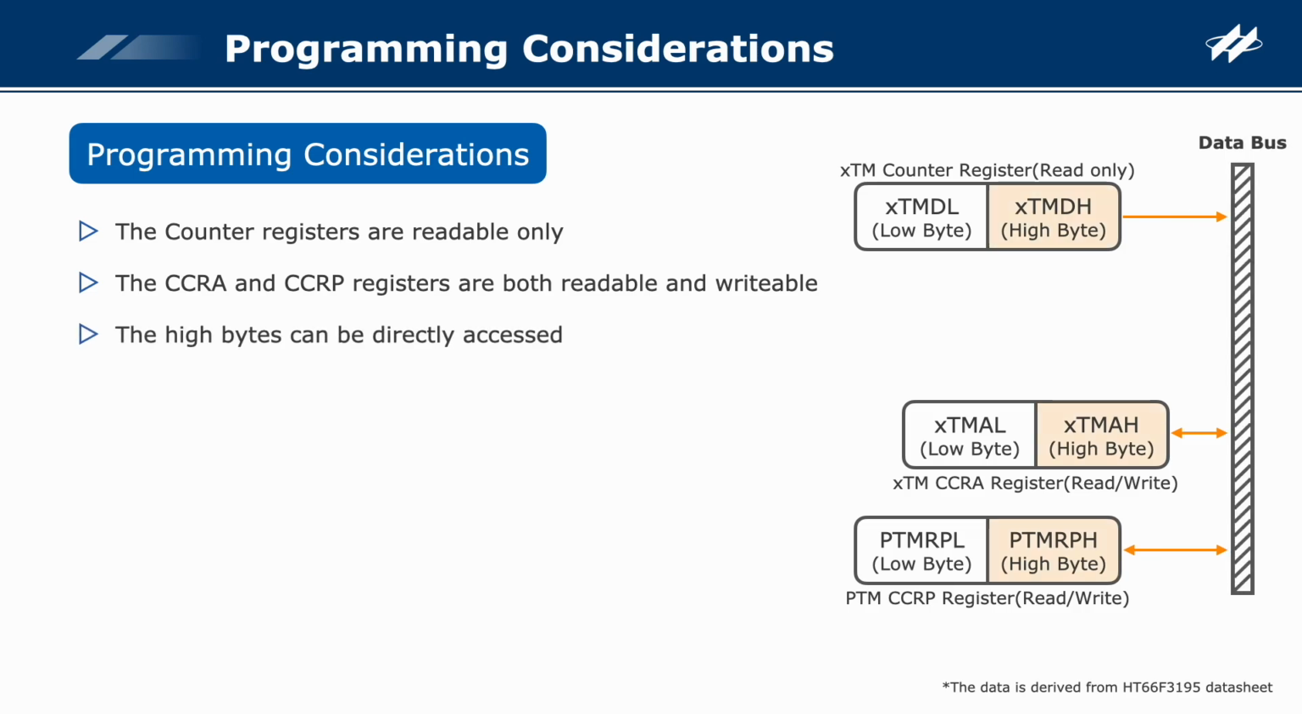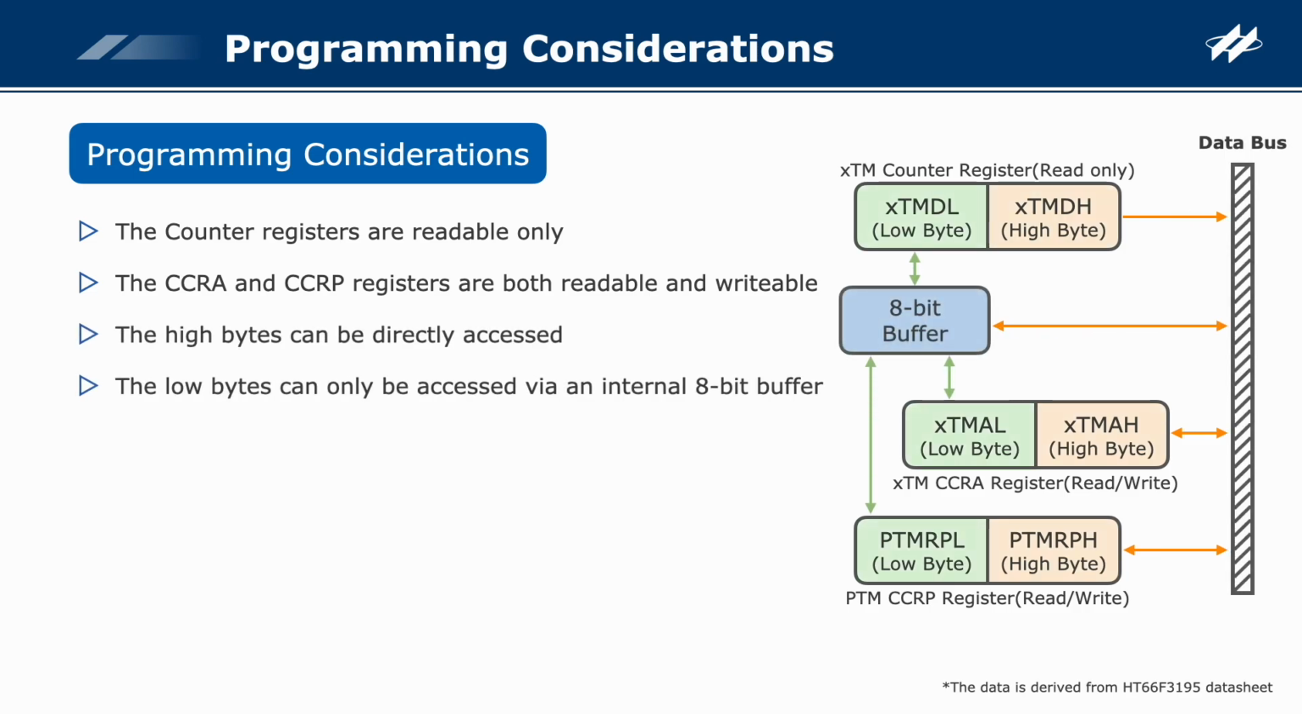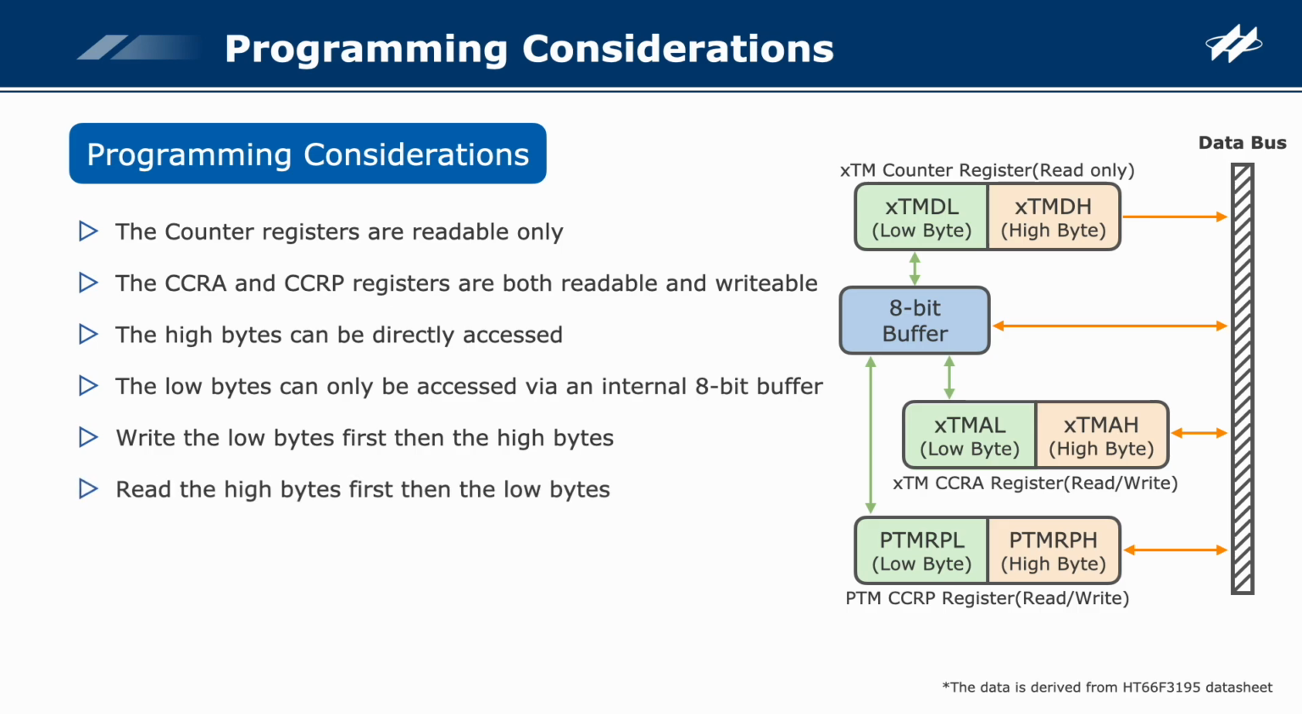The high bytes of these registers can be directly accessed. The low bytes can only be accessed via an internal 8-bit buffer. Write the low bytes first, then the high bytes. Read the high bytes first, then the low bytes.